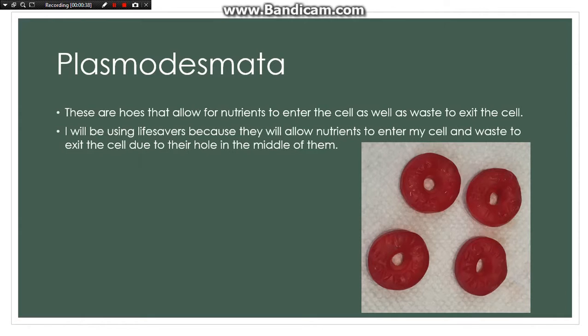For the plasmodesmata, I decided to use the Life Savers because the plasmodesmata are holes in the cell wall that allow for nutrients to enter the cell and waste to exit the cell, and Life Savers have holes in them, so they allow for things to enter and exit the cell.